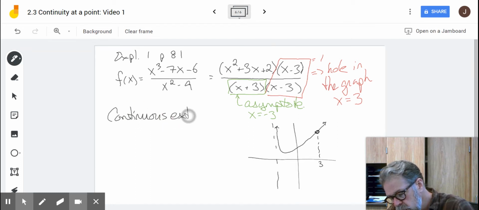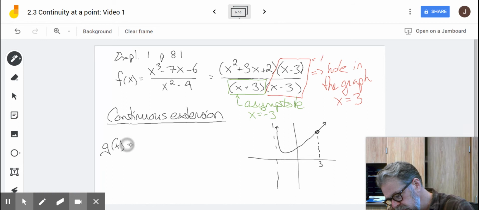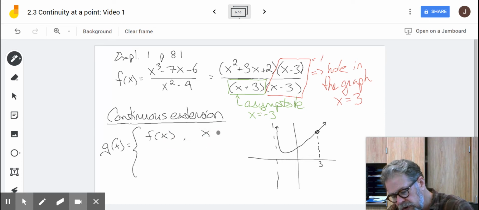In order to create this continuous extension, we need to fill the hole. So we're going to make a new function, g of x equals, well, it equals f of x, except when x is 3. Because when x is 3, this isn't defined. The question is, what's this y value? Let me put in red here, what is this y value? What is f of 3?